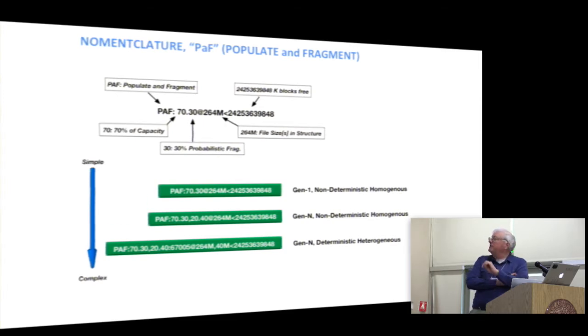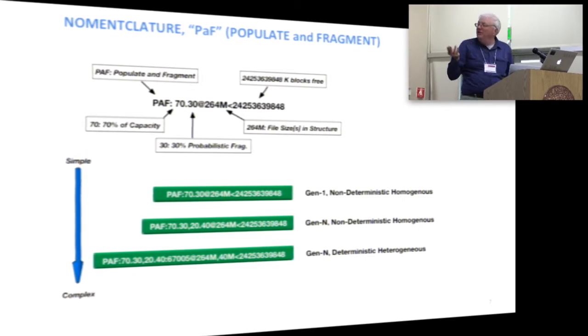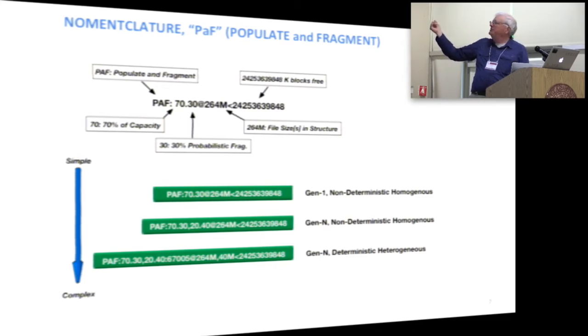So the way we view fragmentation today is different capacities of utilization and different fragmentation levels, non-deterministically, and different ways of generating fragmentation in a file system in the lab. Whether that's a Gen 1 non-deterministic homogeneous file system fragmentation exercise or a multi-phase Gen N pass, which is deterministic and heterogeneous, it ranges from an extremely simple model to an extremely complex model. And it just depends on the amount of time you want to spend in a lab studying this issue.